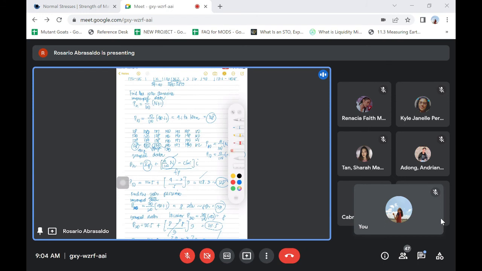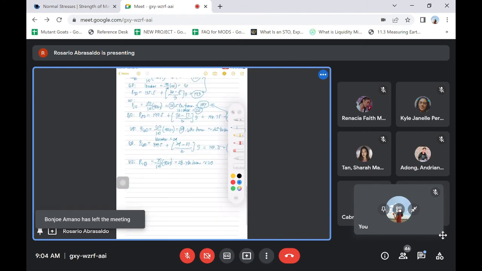152 man ni siya. 150 to 153 man ang 29. So, 3, 5, 28, 29. Muna ang 29, no? Term. So, ang 29 is 153.